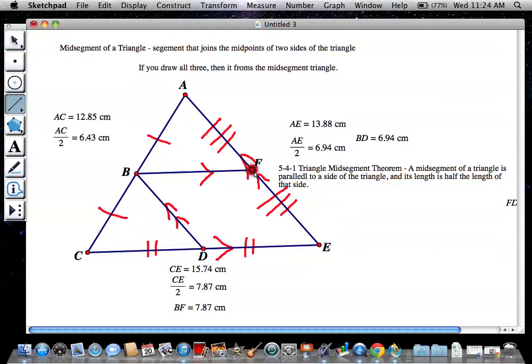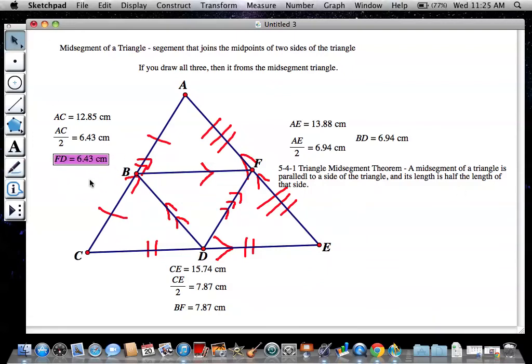I can do this again with this midsegment. So FD is parallel to AC. And since they're parallel, and this is the midsegment, that means that this length is half of AC. Well, half of AC is 6.43. And FD is 6.43. All right, and this triangle BDF is the midsegment triangle.